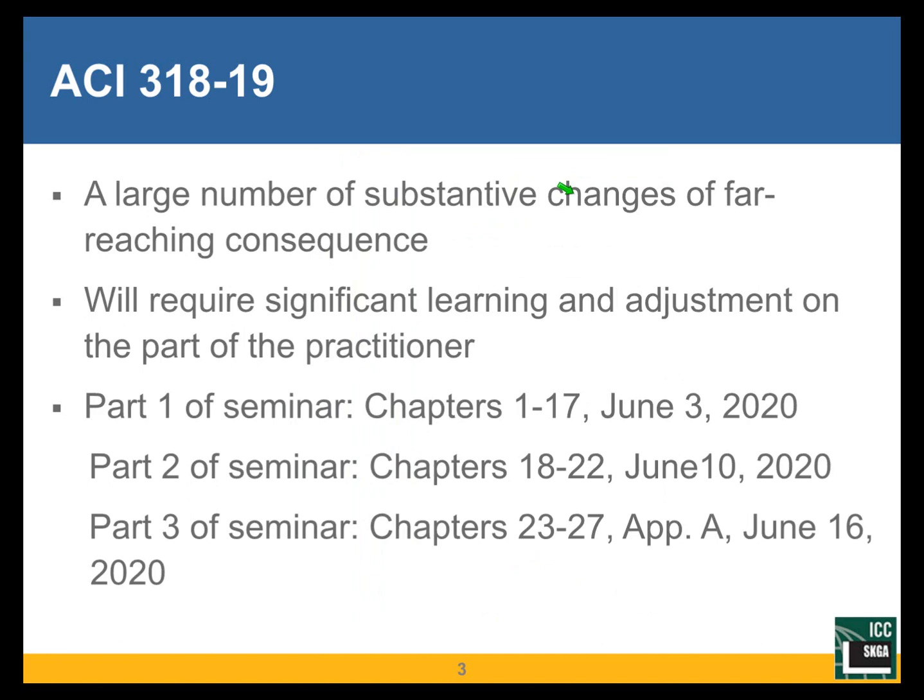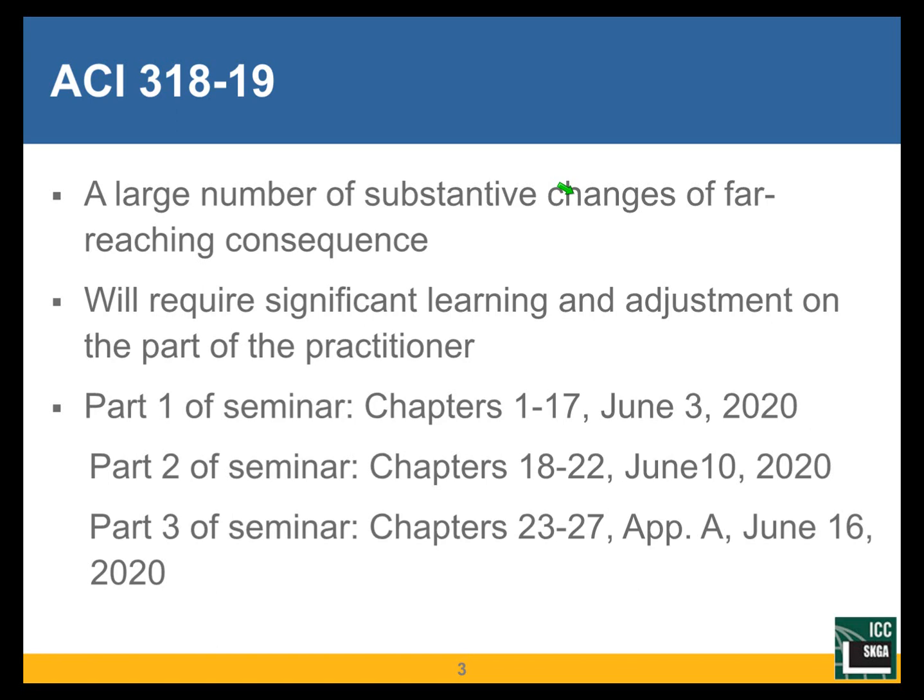I also showed this slide the last couple of times. We have in 318-19 a large number of substantive changes of far-reaching consequences. I use those words deliberately, substantive and far-reaching. And this will require significant learning and adjustment on the part of the practitioner.